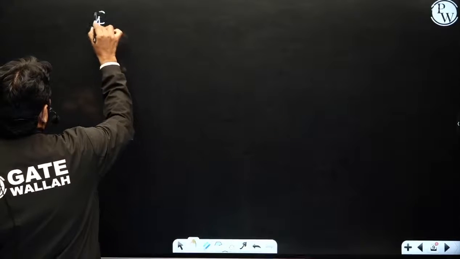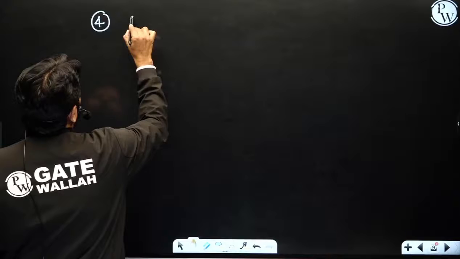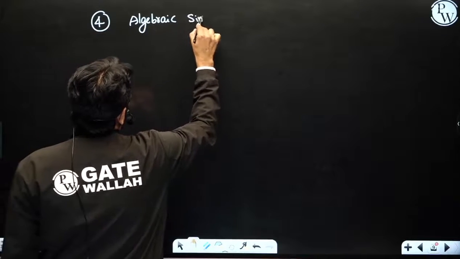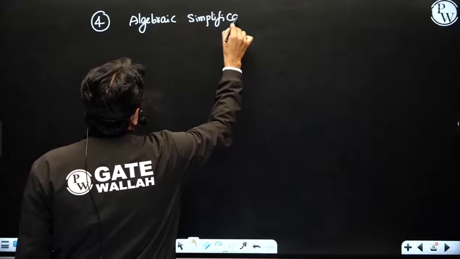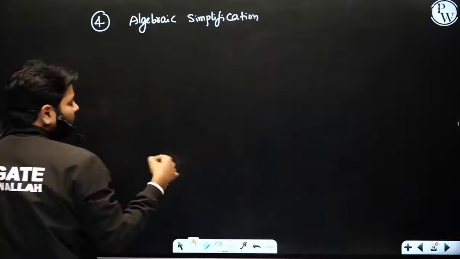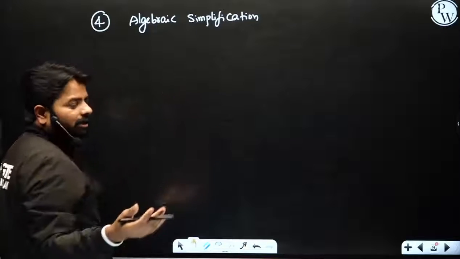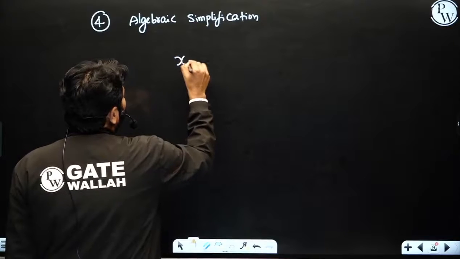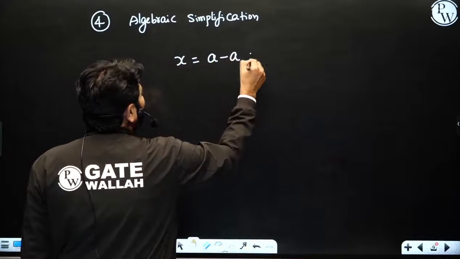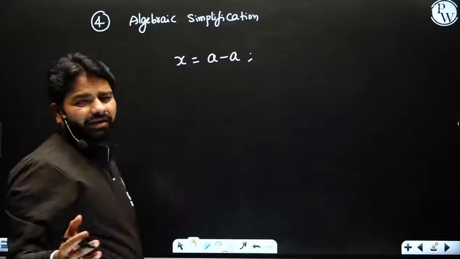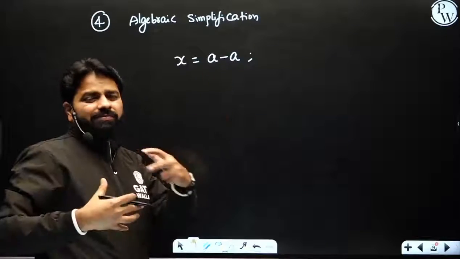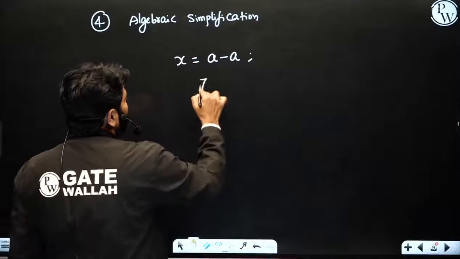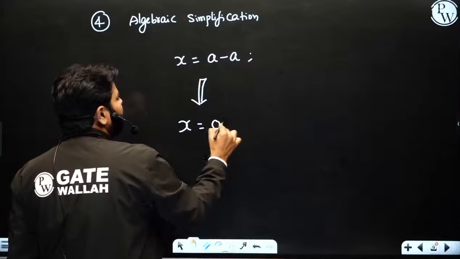Fourth one, some kind of simplifications, like algebraic simplifications. If you look at high level, or even intermediate code, or even assembly code, sometimes you write x is equal to a minus a. It's nothing but x is equal to 0, right? This a minus a you can replace with a 0. You can use algebraic simplification to understand what a minus a does.